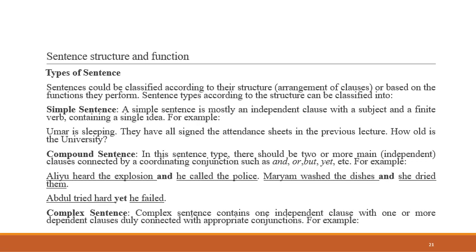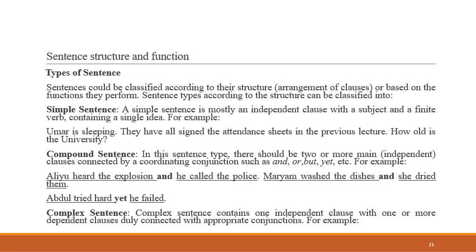Let's see. Omar is sleeping. This is called a simple sentence because it contains a single idea, it has a subject, and it has a finite verb. The second example, they have all signed the attendance sheets in the previous lecture. This is also a simple sentence because it's made up of only one subject and only one finite verb, and it contains only one single idea. And lastly, how old is the university?